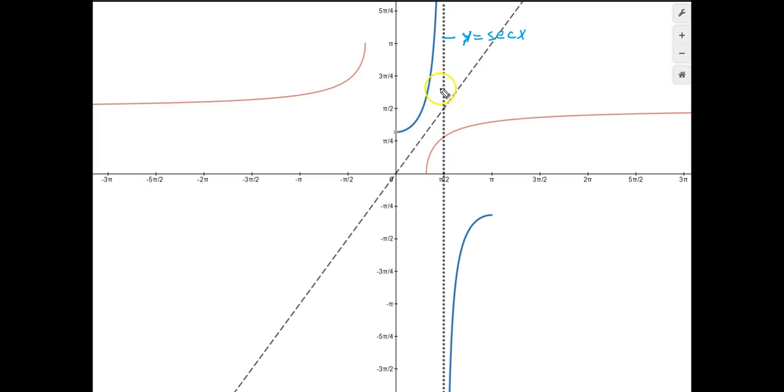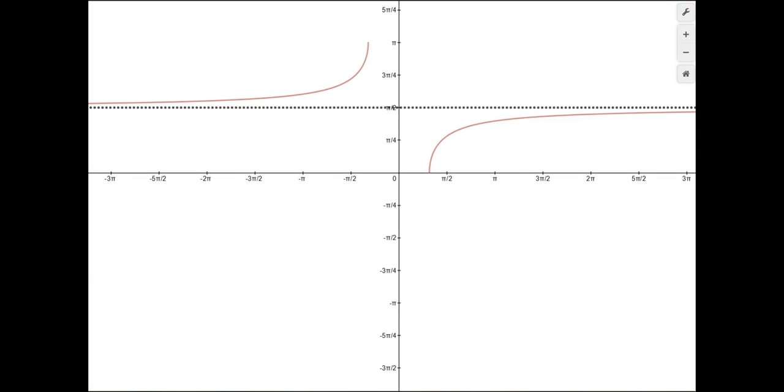And also notice that this vertical asymptote right here at pi over 2, that will become a horizontal asymptote like this. So it becomes that line right there. And so taking everything away that we don't need, here we have the graph of our arcsecant function.